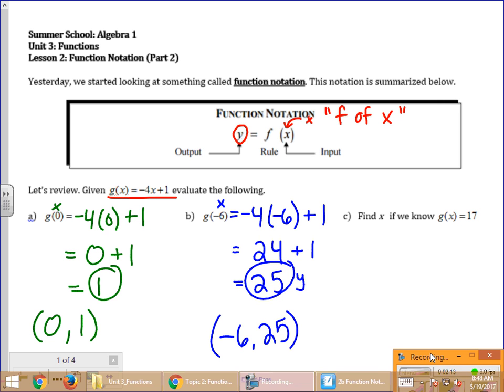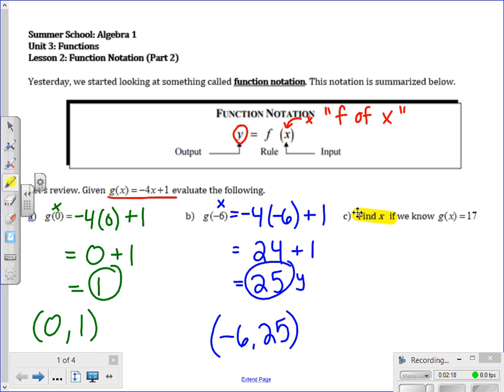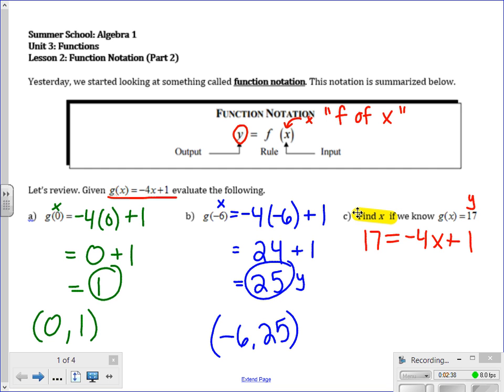All right, the last one here. I'm trying to find the x value. If we know that g of x equals 17, well, we talked about that if the function equals something, it equals a y value. So what I have here is that the function equals 17. So I take 17 equals negative 4x plus 1. All right, I'm going to draw my line down to keep organized. And to start here, I'm going to subtract 1 from both sides. 17 minus 1 is 16 equals negative 4x.